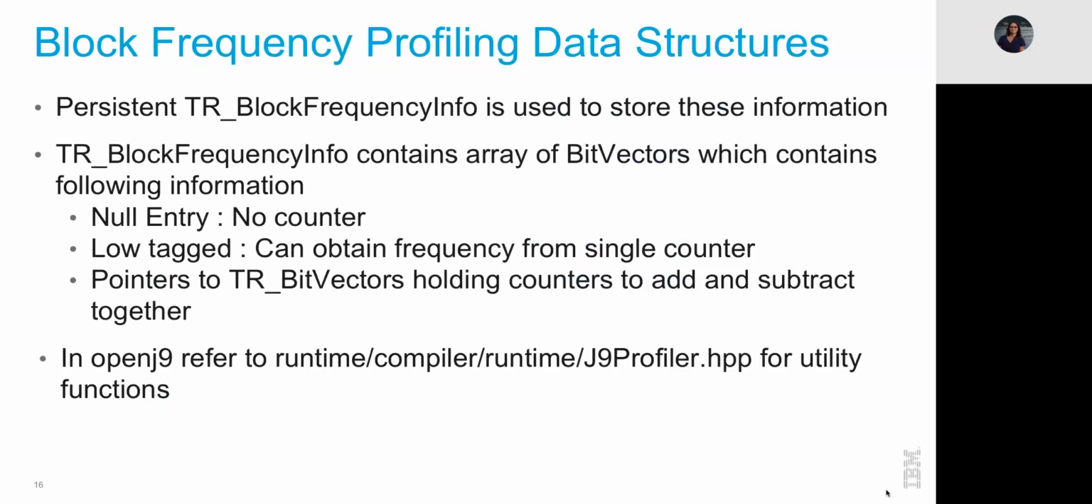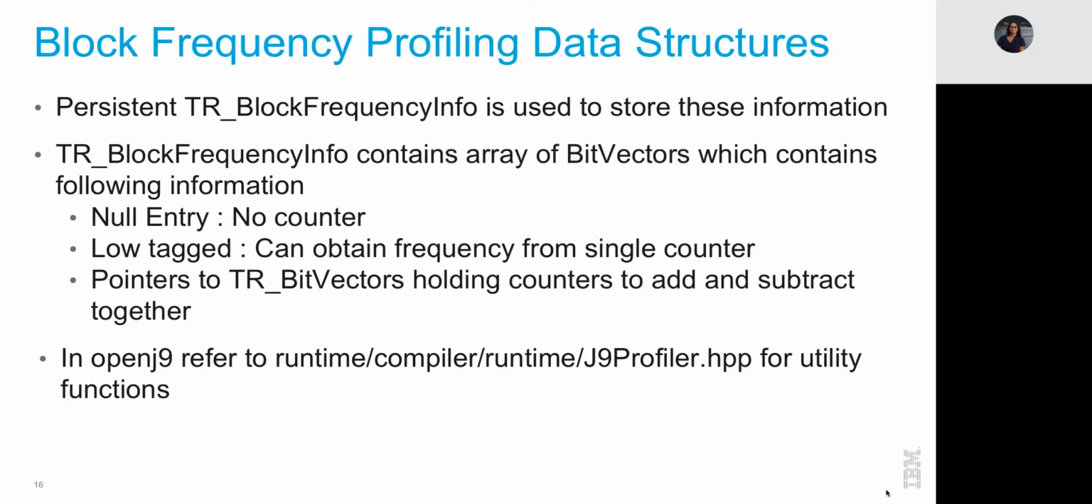So in this array, if we have a null entry, that means there is no counter available. If that entry is a low tag, that means we can efficiently obtain a frequency from a single counter. And with a single mathematical operation on that entry, we can find which block counter from which block number we need to load to get the frequency.